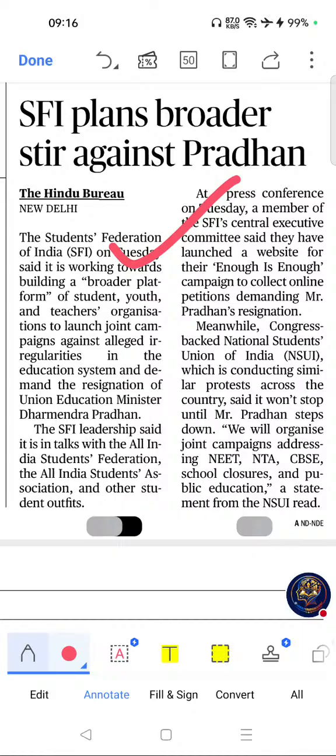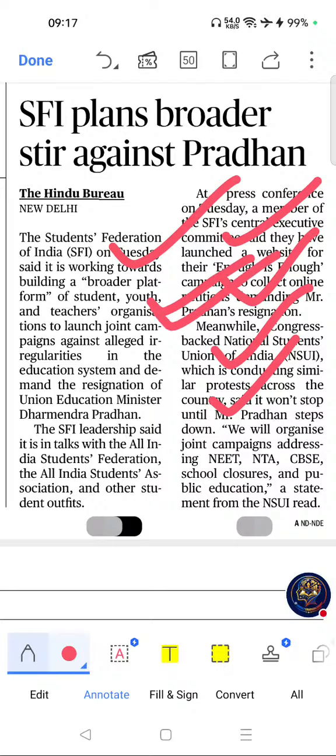SFI plans broader steer against Pradhan. If you see the importance of this article, education reforms are a recurring GS2 topic. NEET and NTA related issues have national significance. Governance of public examinations is important. Education policy reforms frequently appear in mains exam. Questions have appeared on national education policy, public education, human capital development, and educational governance.